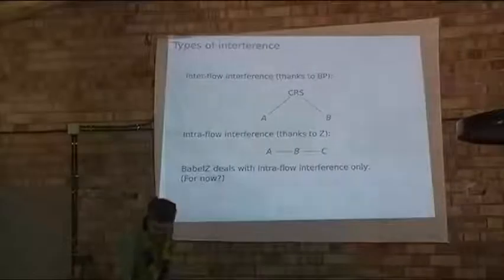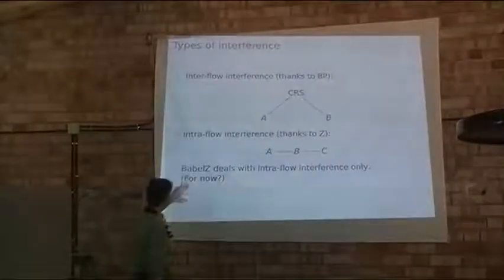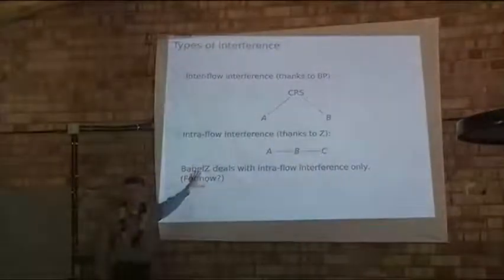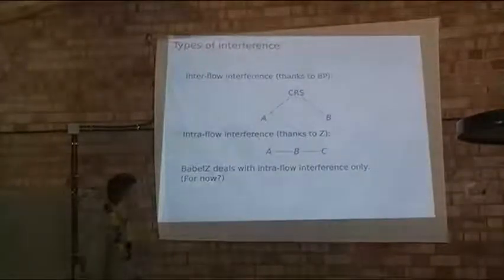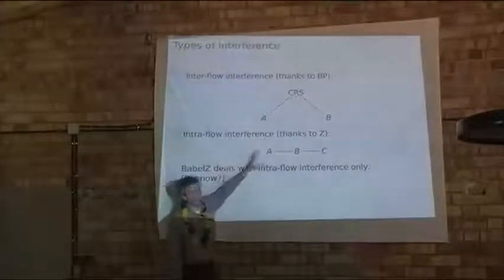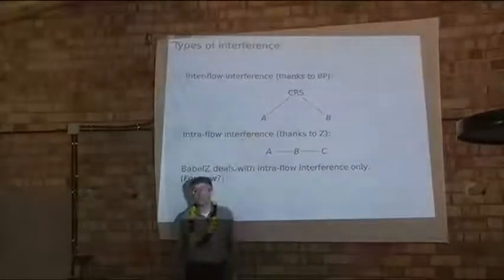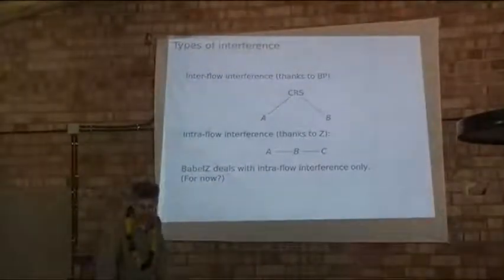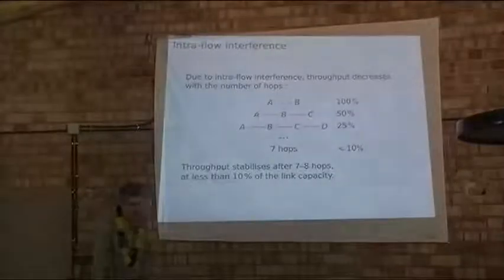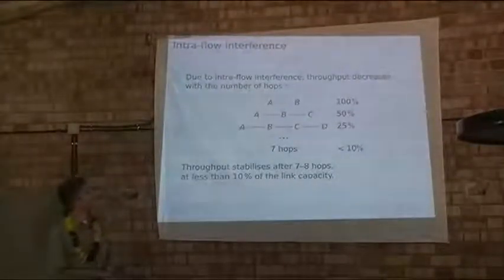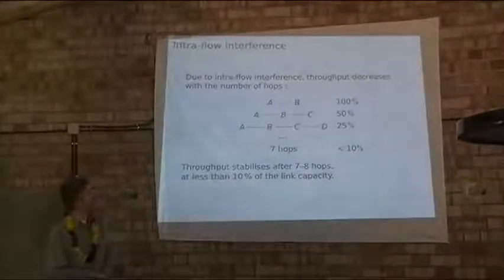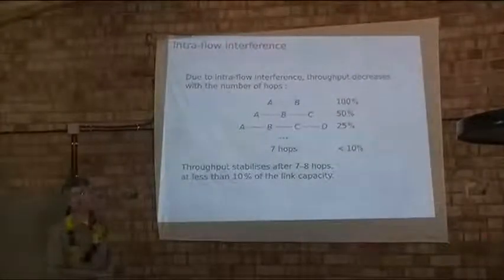Now, I'm going to tell you about what I'm doing within BabelZ, which is an experimental branch of Babel that deals with intraflow interference only. So only this kind of interference. Interflow interference is something that I'm leaving for later. Now, the symptoms of intraflow interference are very simple. Throughput decreases with the number of hops.